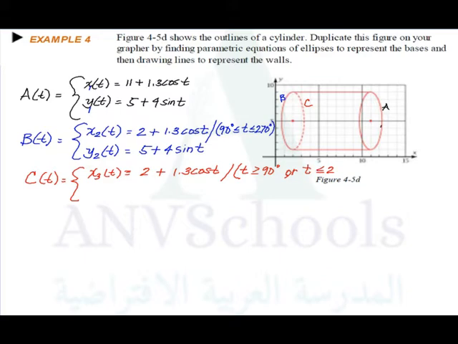I think it's actually less than 90 degrees and greater than 270 degrees, because 270 degrees is from here going to here to complete a revolution. While y3 of t has no restriction, it's still 5 plus 4 sine t. So these are the equations of the ellipses found in this example.